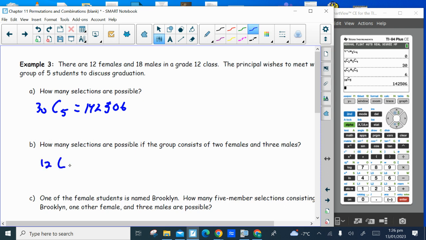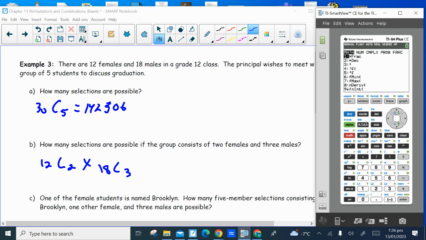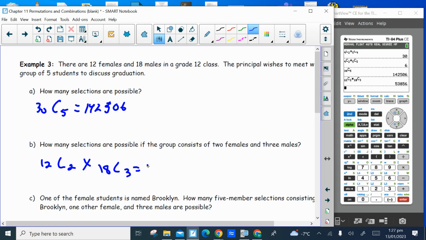From the 12 females, you're going to choose 2. And times from the 18 males, they're going to choose 3. So 12C2 times 18C3. 53,856. So fewer choices than when they were all thrown in together.